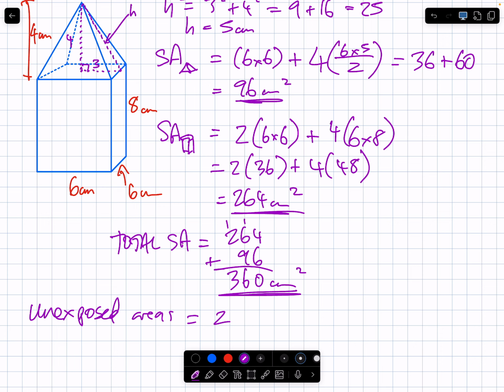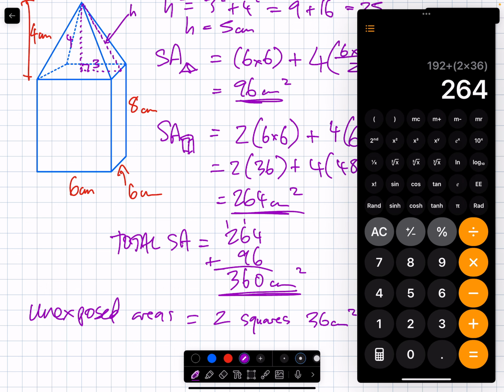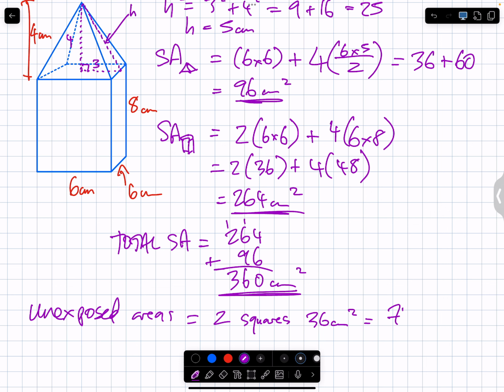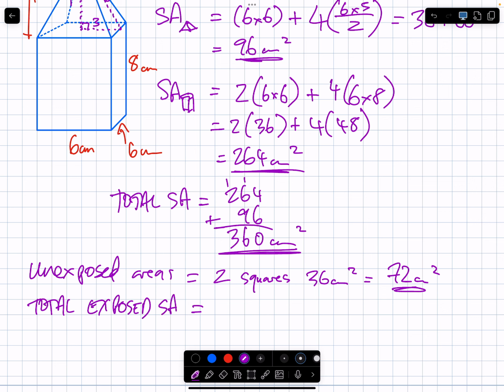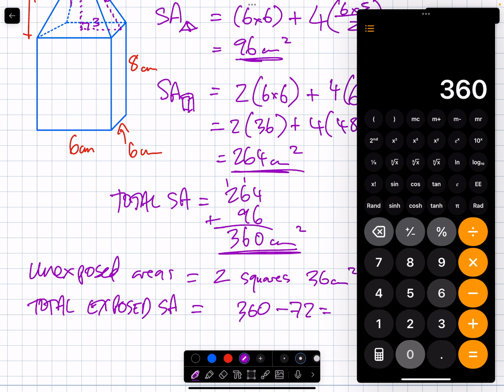So 2 squares, 36 square centimeters. So that is 2 times 36, 72. So total exposed surface area, which is in line with what you're going to be doing in your DI, 360, take away 72, 288.